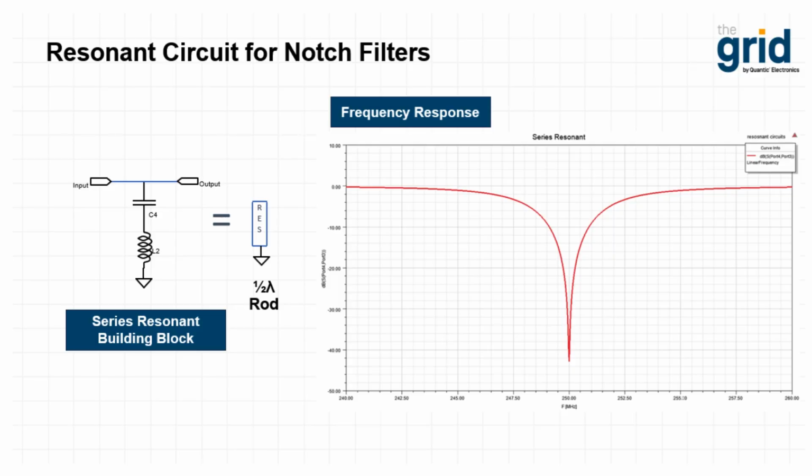Now, if you make the rod a half wavelength long, you get a different filter element, and that's more like an inductor in series with a capacitor, and you can actually get a notching function out of that. And the steepness of the notch is also dependent on the quality factor of the elements that you use. The notch gets deeper and narrower the higher the quality factor of the elements.